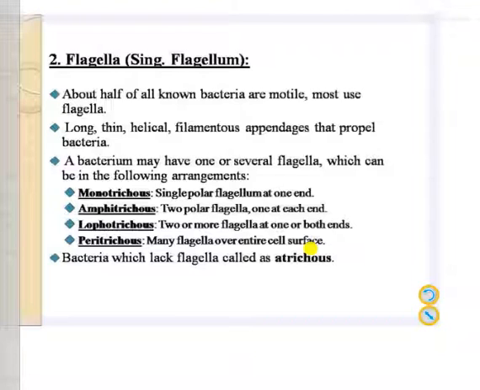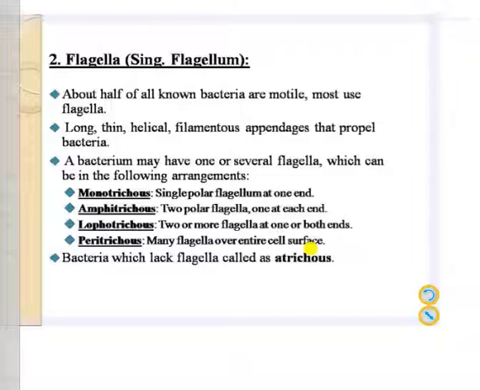Depending on the arrangement of flagella, the bacteria are classified into different classes. First is monotrichous, meaning bacteria having a single flagellum at one end. Then amphitrichous means flagella present at both ends. Lophotrichous means two or more flagella at one or both ends. In amphitrichous only one flagellum is present, but at both ends, whereas in lophotrichous, two or more flagella are at one end or both ends.